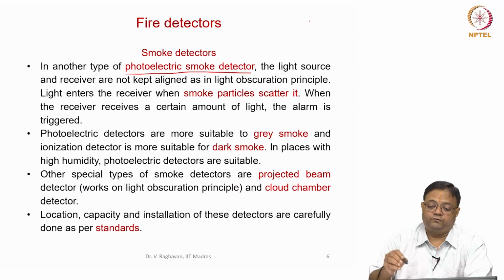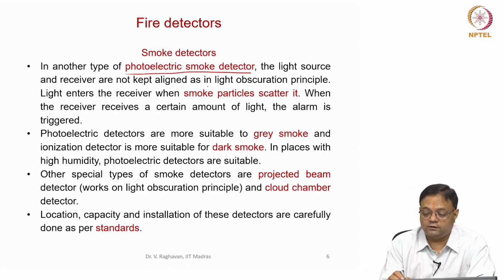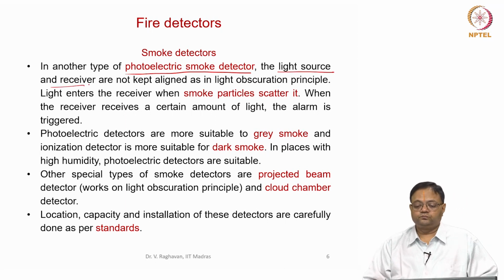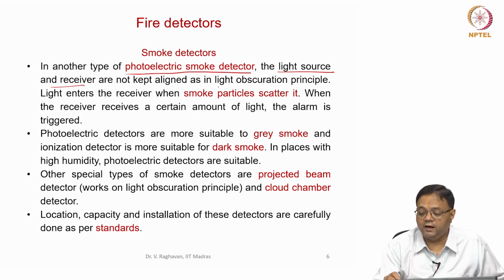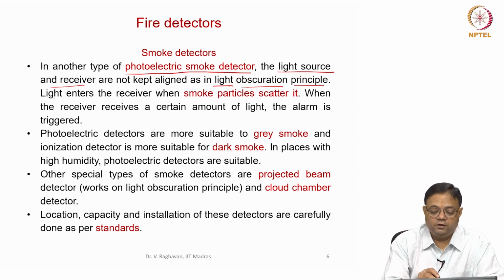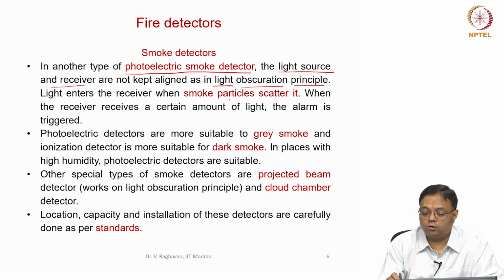In another type of photoelectric smoke detector, the light source and the receiver are not kept aligned, as in the light obscuration principle based detector. Now, what happens here is that light enters the receiver when smoke particles scatter it.